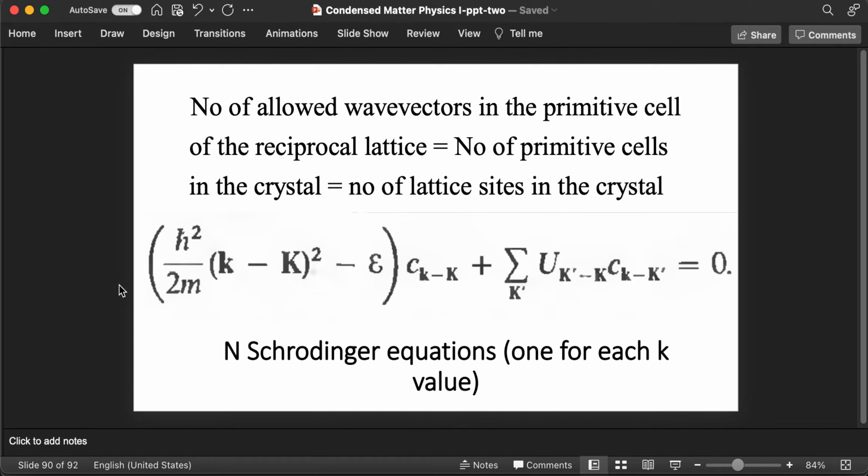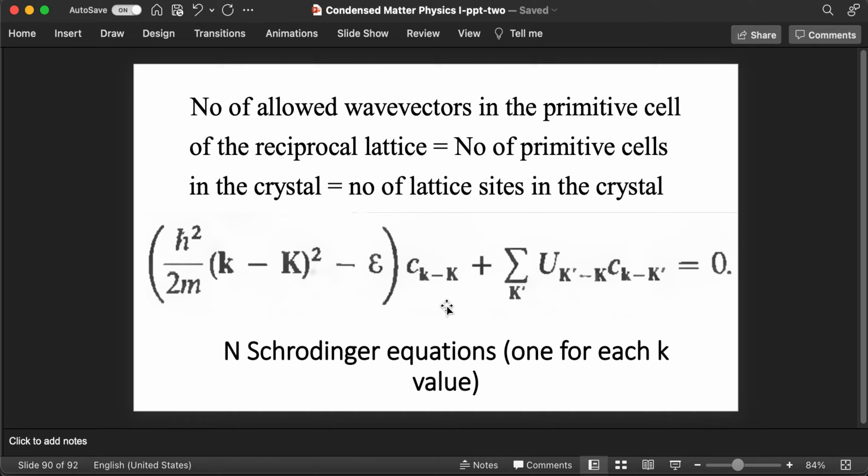Now you have this expression, and all values of this small k lie within the primitive cell, that is, within the first Brillouin zone. The first Brillouin zone is nothing but a primitive cell in the reciprocal lattice. Please recall that we saw in the previous video that the number of allowed wave vectors in the primitive cell of the reciprocal lattice is nothing but the number of primitive cells in the real crystal, or the number of lattice sites in the real crystal.